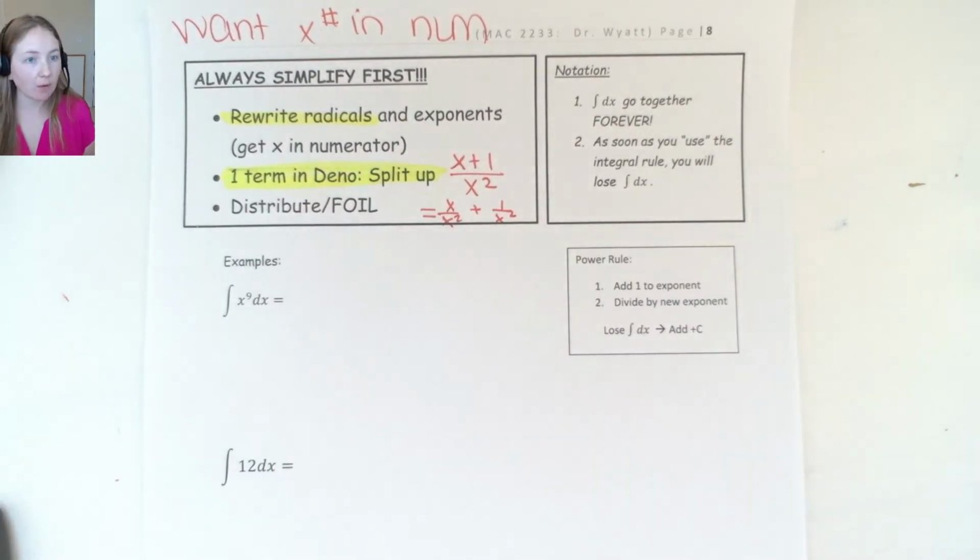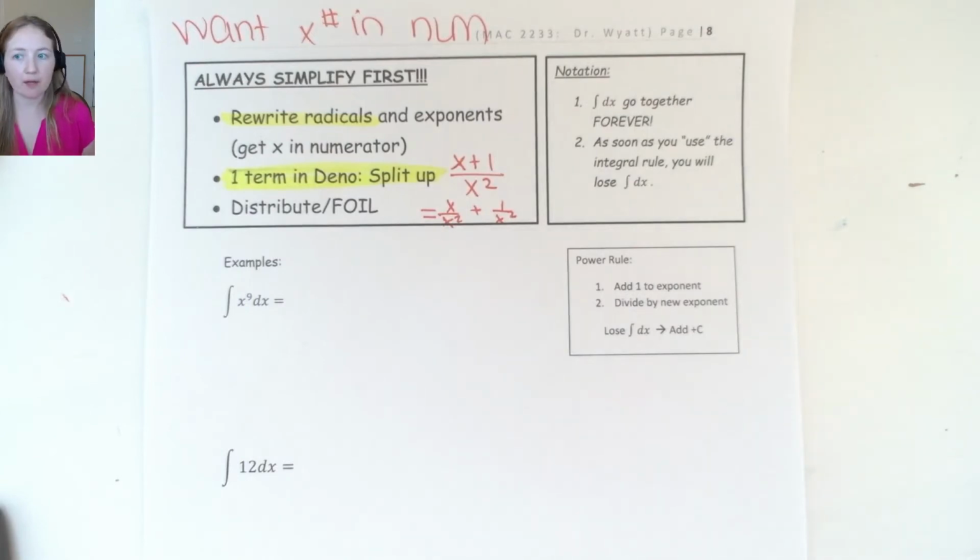So that's going to be what we're going to do here with integrals too: if there's one term in the denominator, split it up, and then integrate both of those terms, or however many terms we have. And then our last one, of course, our common simplification step was to distribute or FOIL as necessary.